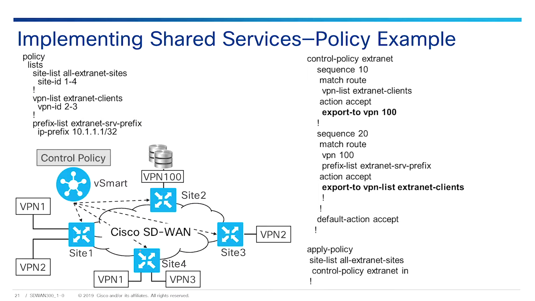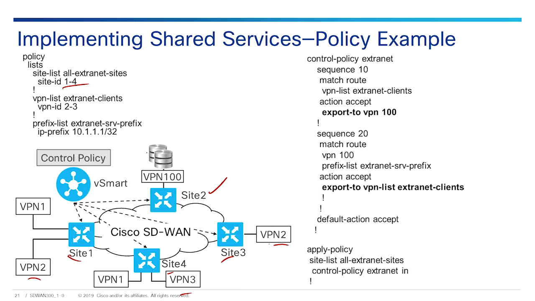So how do we implement this? Well, like every other one, the very first step is going to be to define our groups of interest, right? So here's all extranet sites, VPN site 1, 2, 3, and 4. I did not cross that out, it was next to it. Okay? So the extranet clients are VPN ID 2 and 3. Okay? And our prefix list for the extranet service. That prefix list is not on there, but we'll assume it's a loopback.